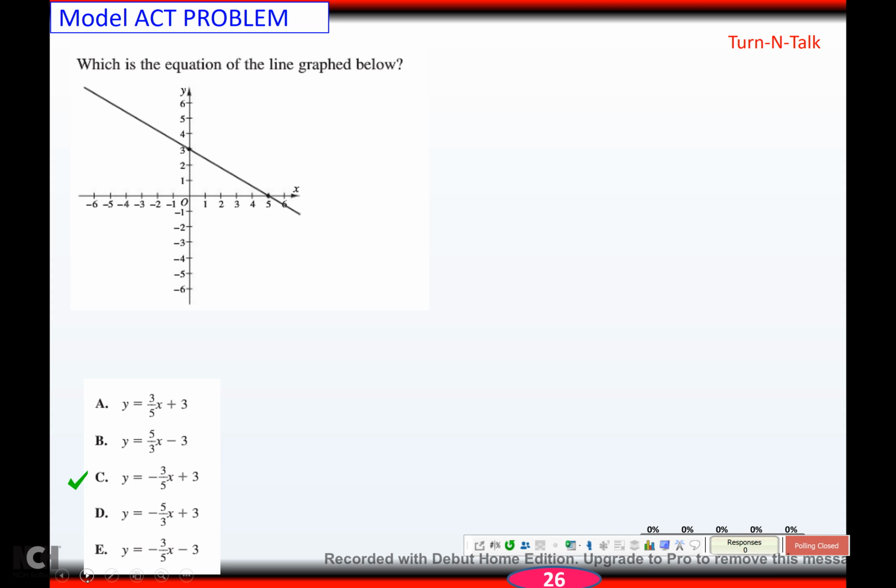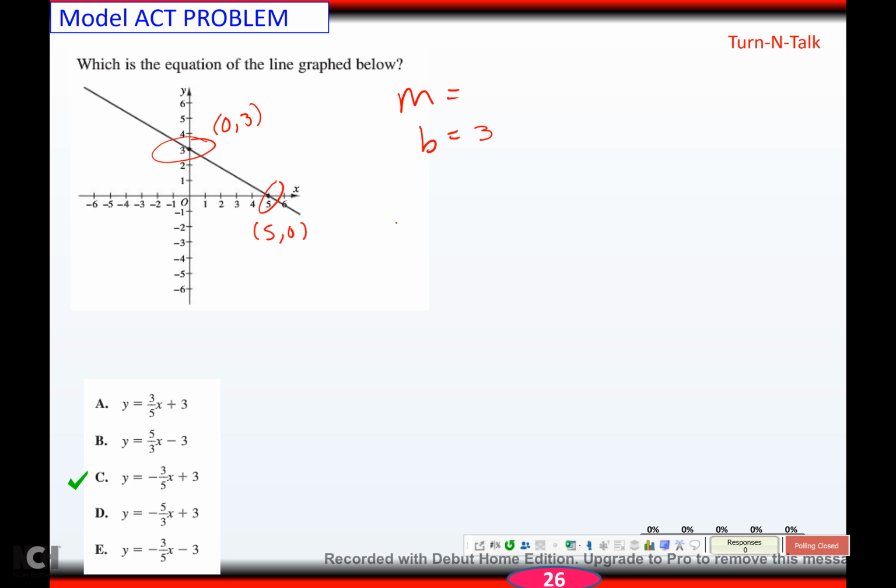And hopefully you got C. Again, we're doing another equation of a line. So we need M and we need B. B is easy to find. It's the y-intercept. So my B is 3. To get a slope, they gave me 2 points. This would be 0, 3. This would be 5, 0.